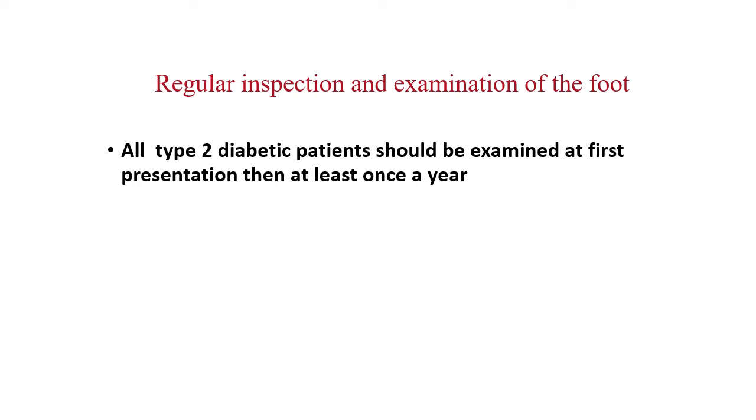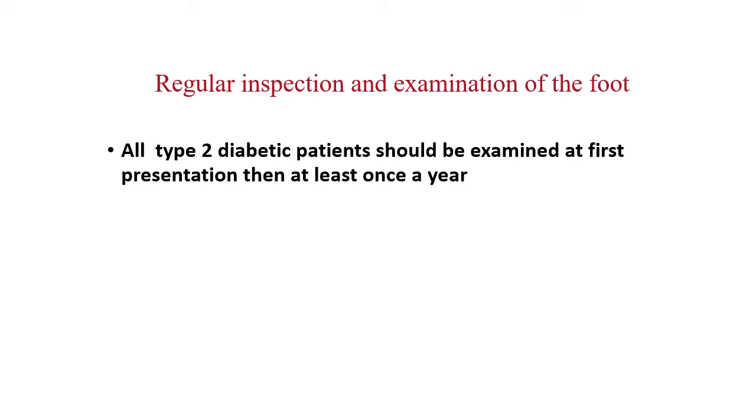All type 2 diabetic patients should be examined at first presentation, then at least once a year. We all know that type 2 diabetes didn't happen today. If the patient is diagnosed today with diabetes, he probably has had insulin resistance and even diabetes without clinical manifestation for many years before.